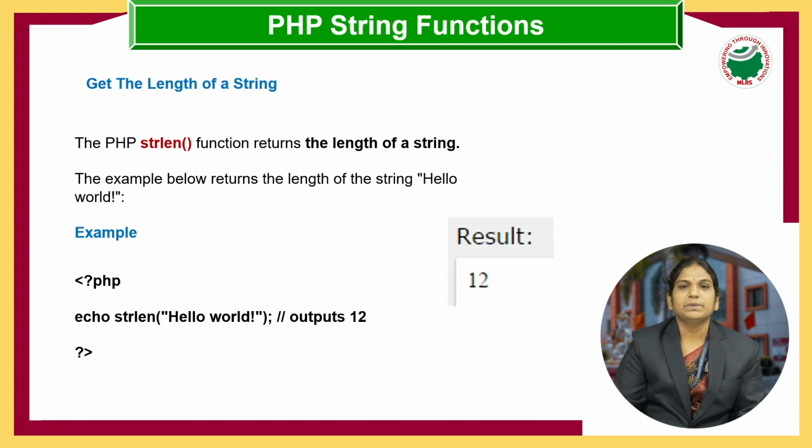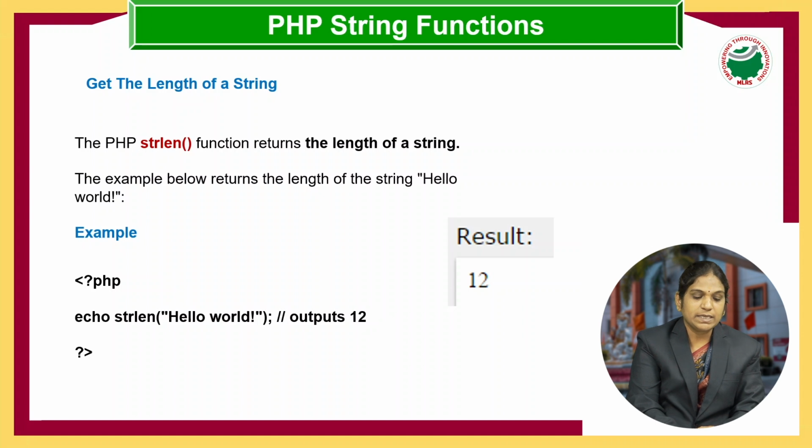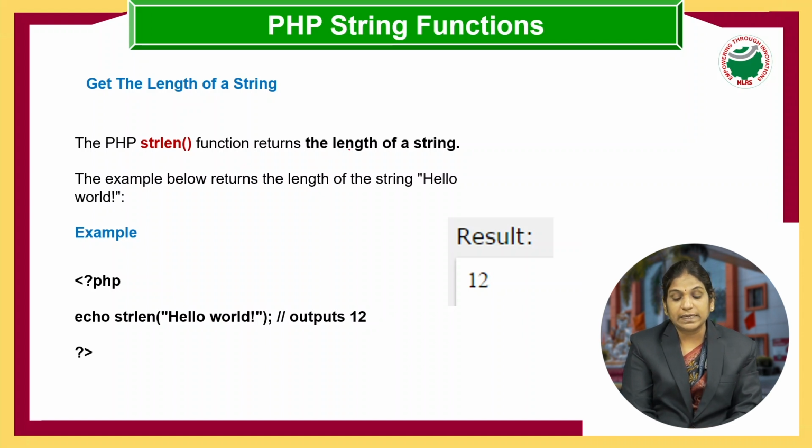And the next concept is about PHP string functions. Here, we have different types of string functions in PHP, and the first function is related to getting the length of a string. To get the length of a string, the PHP strlen function is used to return the length of a string, and the length of a string is nothing but the number of characters present in that particular string.